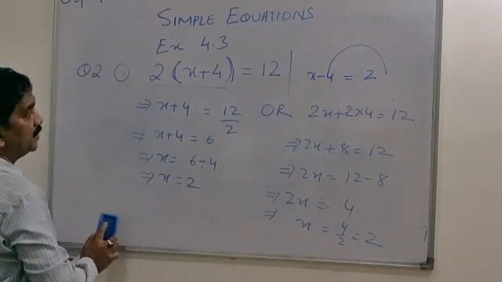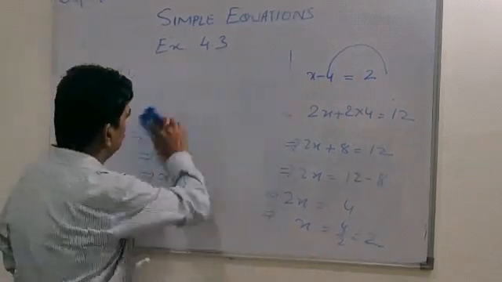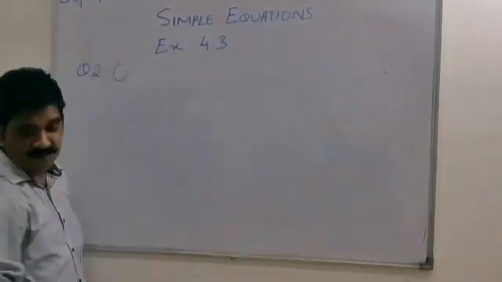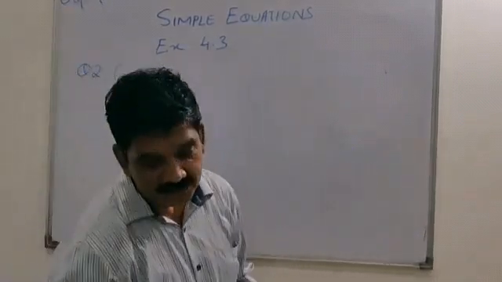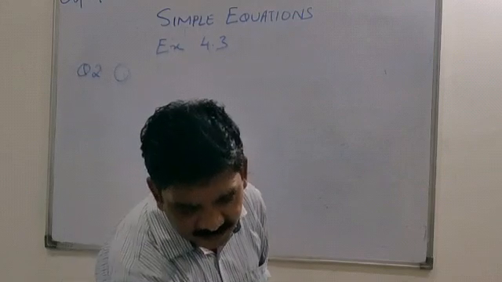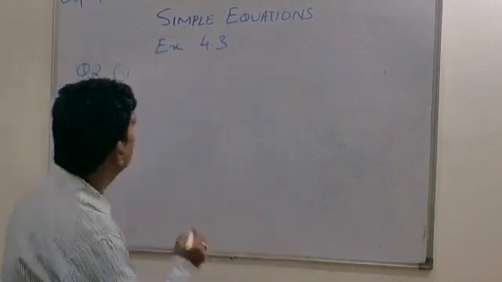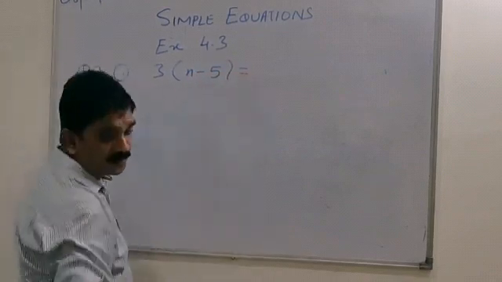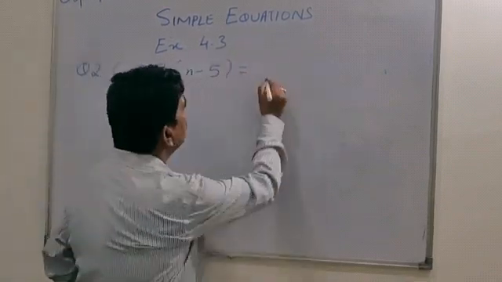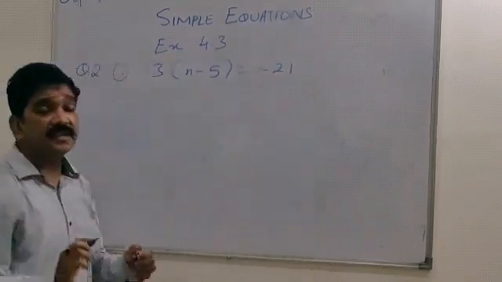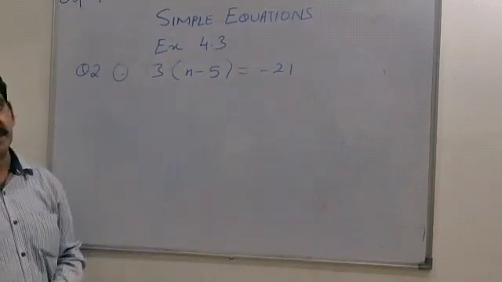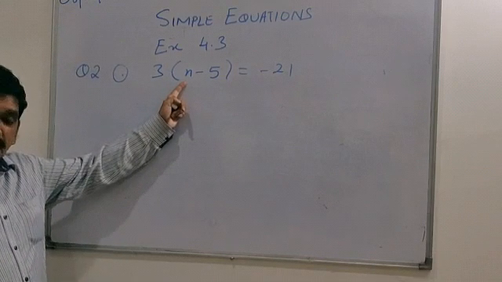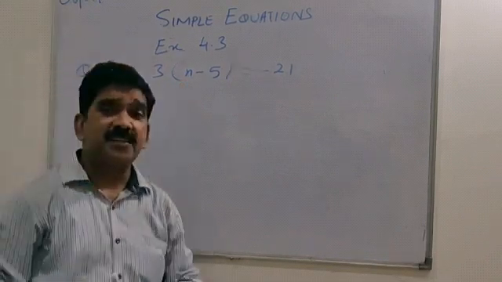Let me take the C part. Suppose I take the C part, the C part is 3 into n minus 5 is equal to minus 21. The method is exactly the same, only the numbers are different. I have to find out the value of n. Solve for n. Sometimes what happens, they write solve.